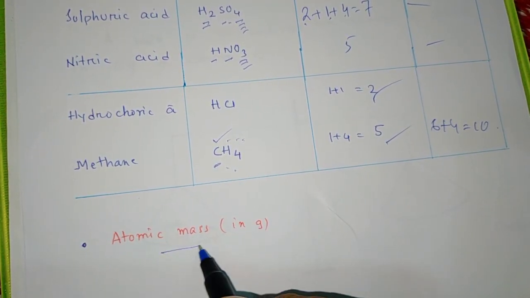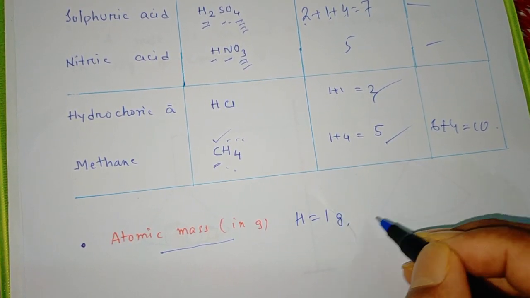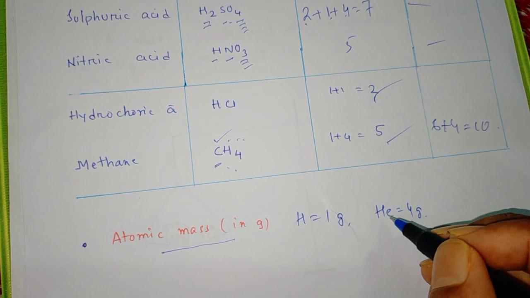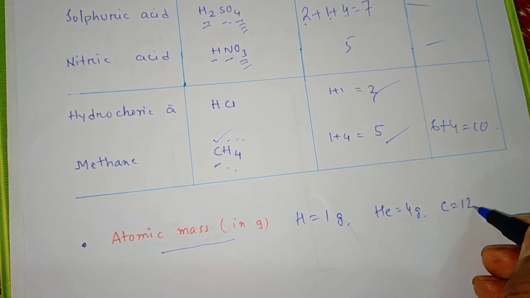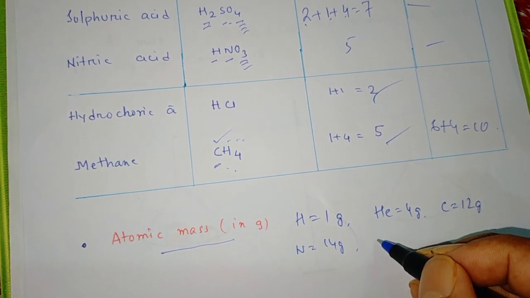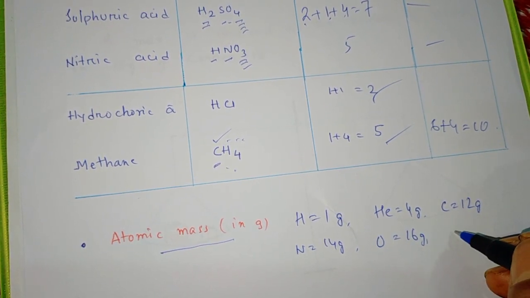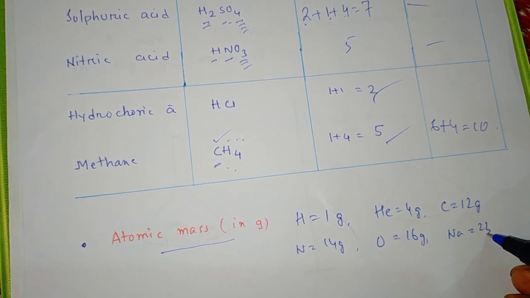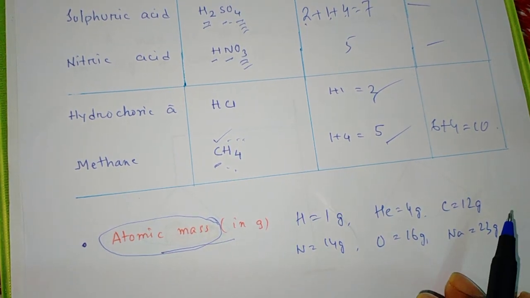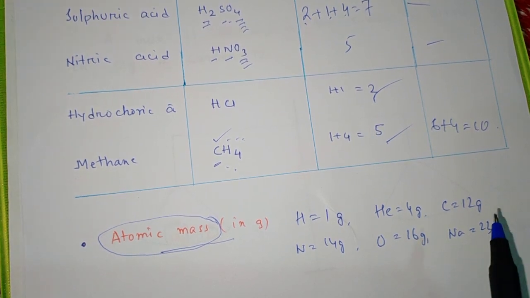Now I think you have learned about the atomic mass in gram. For example, hydrogen atomic mass is 1 gram, helium it is 4 gram. Then we have carbon, it is 12 gram, nitrogen it is 14 gram, oxygen it is 16 gram, sodium it is 23 gram. So one atomic mass table is given in your book. From that table you have to learn the atomic mass of different elements.